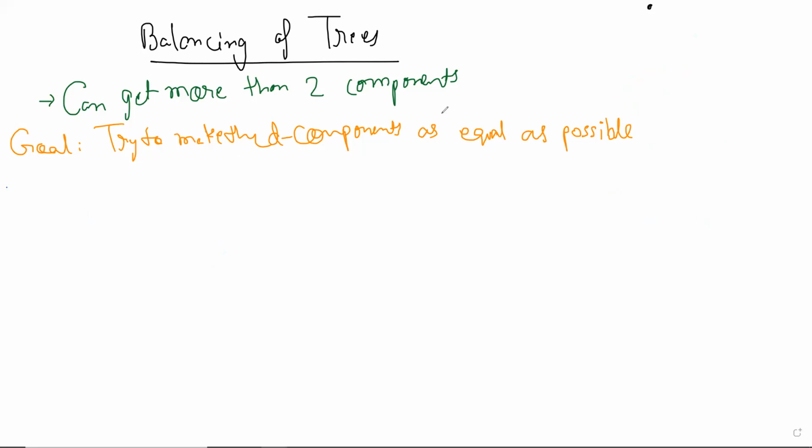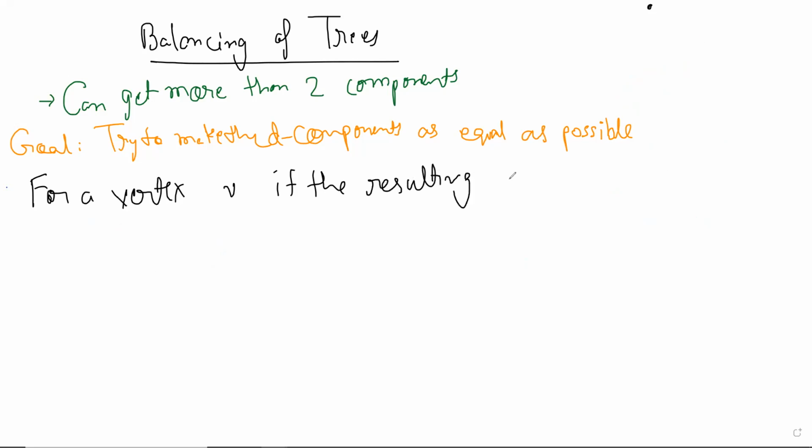So then here is the parameter. For a vertex, I'll introduce a parameter, and the value of that parameter will reflect how balanced the resulting thing is. For a vertex V, if the resulting components are T1, and so on. So these are trees.